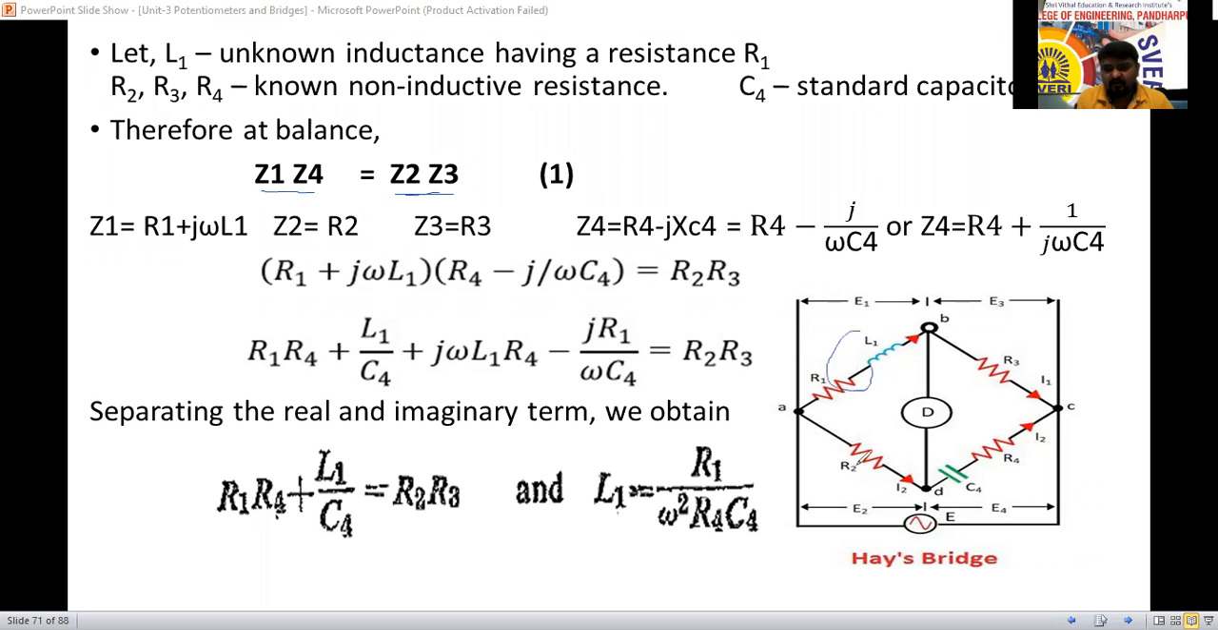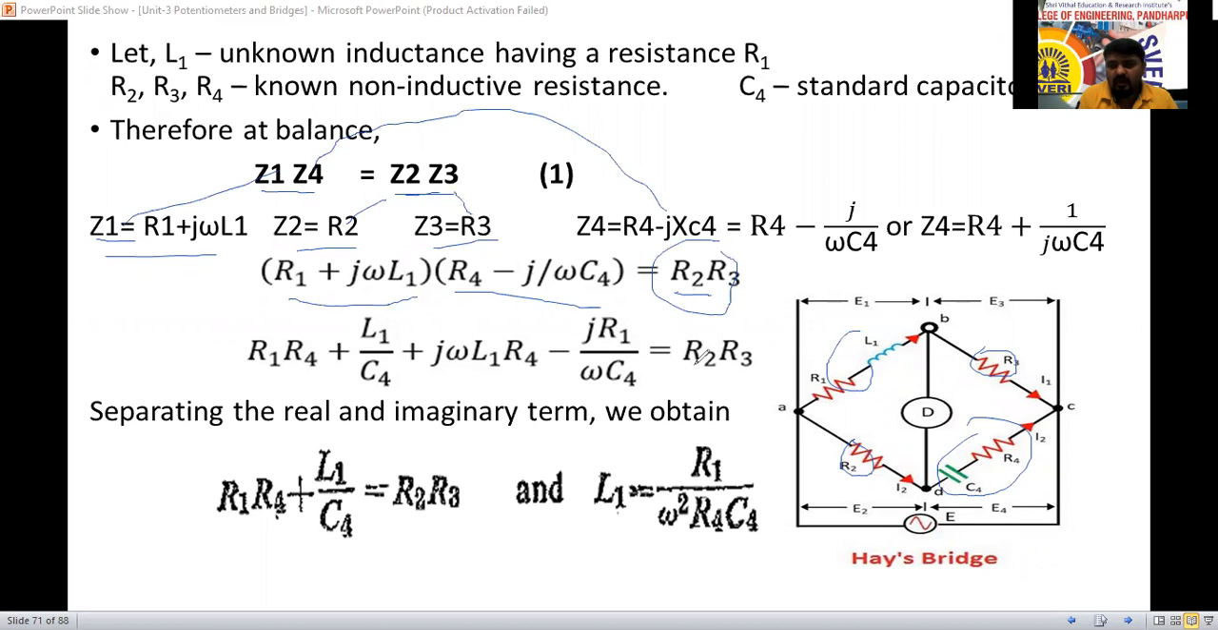Z1, Z2, Z3, Z4. Is it clear? Yes, sir. Okay. Now what you have to do? This Z1 value substitute here. Z2 you substitute here. Z3 you substitute here. And Z4 value substitute here. Substituting the Z1, Z2, Z3 and Z4 values in the above equation, we get R1 plus j omega L1 into Z4, which is nothing but R4 minus j by omega C4, equal to R2 R3. There is no complication at all. R2 R3 directly we have used here.